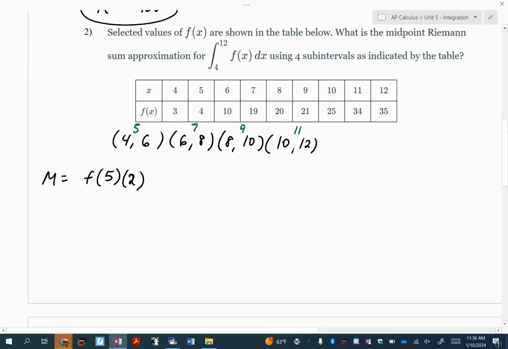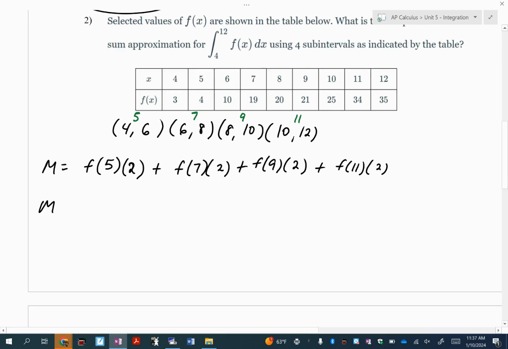Plus, we said all of these distances are 2, and I'm doing f of 7, plus another 2, f of 9, and the last one is f of 11. Remember to raise your hand and ask if you are confused. Okay, let's use the table.